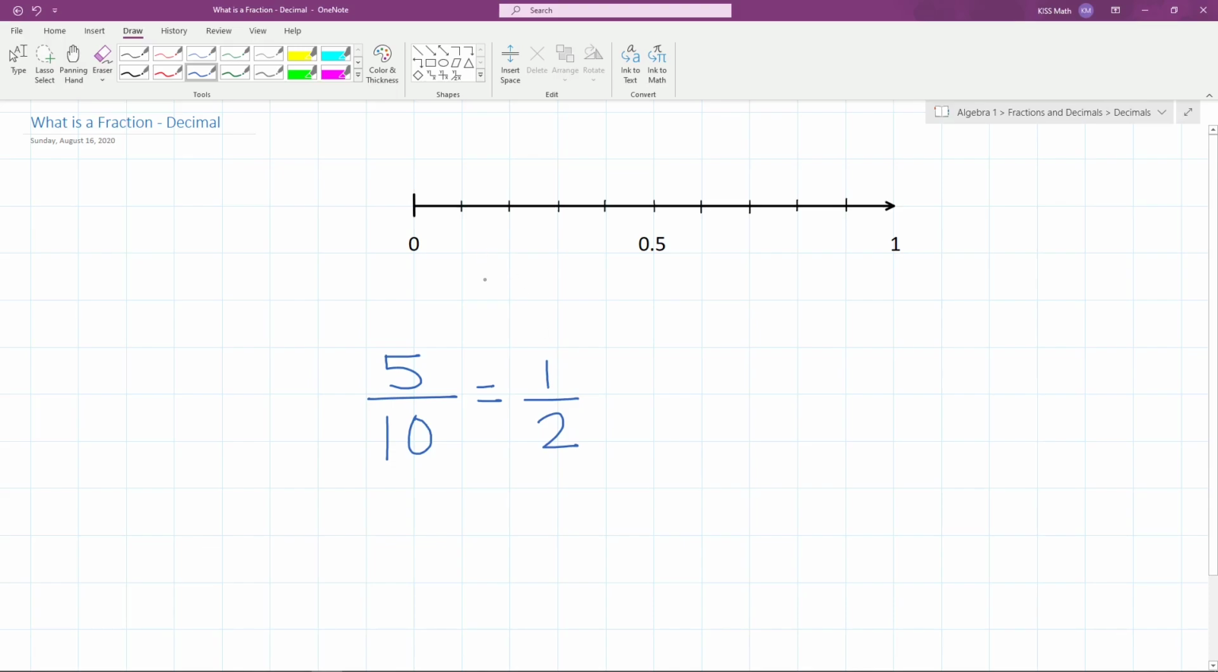So if we have a number line starting from 0 and going to 1, then the halfway point would be here at 0.5. And we also said that our fraction is also equal to 1/2. So we can say that 5/10, which is a fraction, is the same as 0.5, which is a decimal.